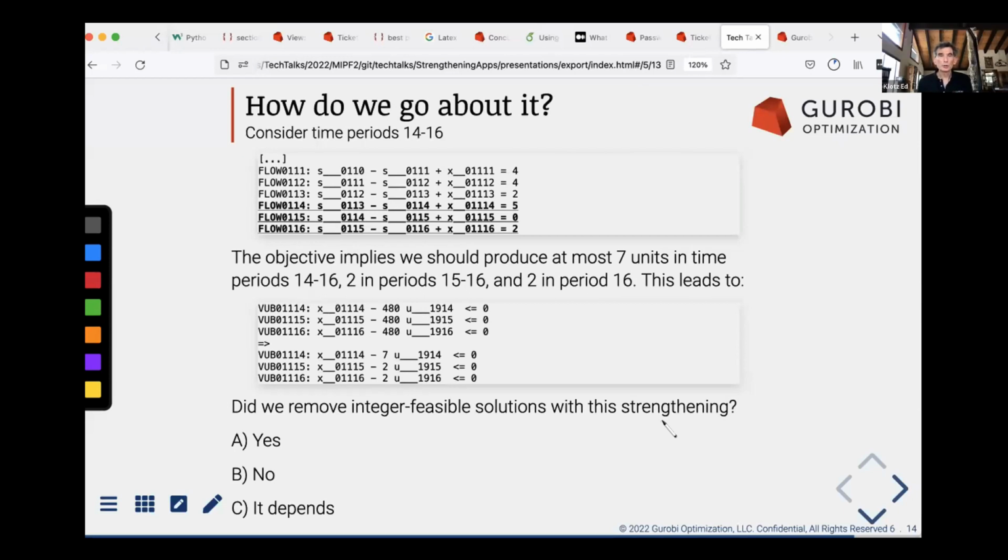We've removed solutions, but they're not relevant solutions. So for example, you can produce 30 in all 16 time periods. That's a feasible solution to the original model that we have removed. But the point is, you would never do that. The nature of the objective is such that that solution can never be optimal. So this is a tightening based on the objective function.